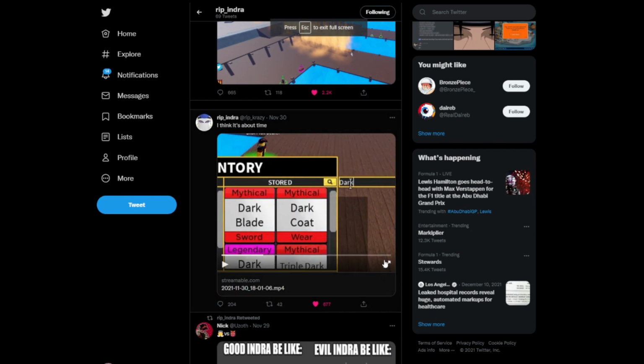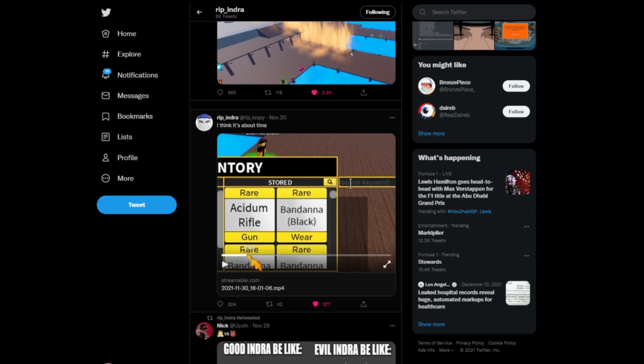I like the idea. It shows basically a search bar in the storage, which is really useful for people who have a lot of stuff in the storage like me.